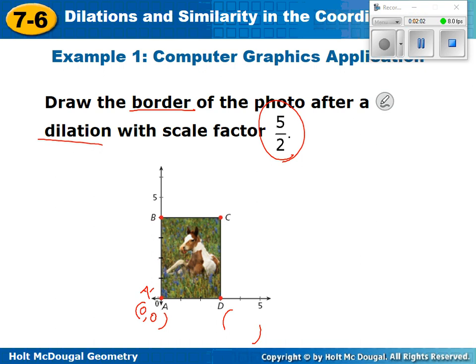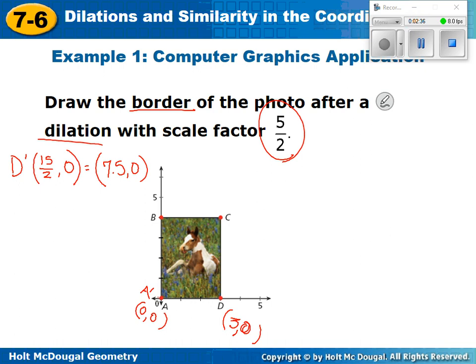Careful. 3, 0. Remember, it's always X, comma, Y. And we're going 3 on the x-axis. So now let's find D prime real quick. We're going to multiply 3 times 5/2. What is 3 times 5/2? 15 over 2. And what is 15 over 2 if I want to graph that? What is 15/2? 7.5. What is 5/2 times 0? 0. So this is 15/2, 0, or if you want to write it as 7.5, 0, that'll make it a little easier to graph.